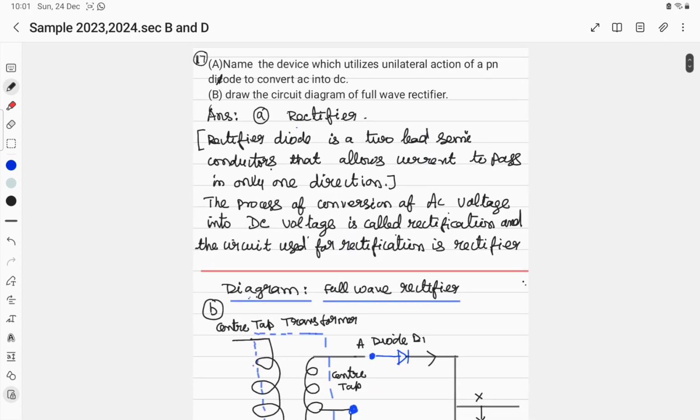Question number 17. A. Name the device which utilizes unilateral action of a PN diode to convert AC into DC. Second question: draw the circuit diagram of a full wave rectifier.